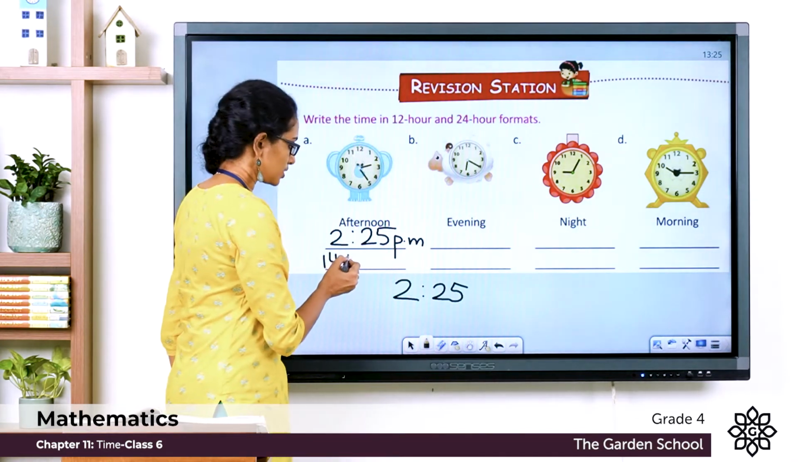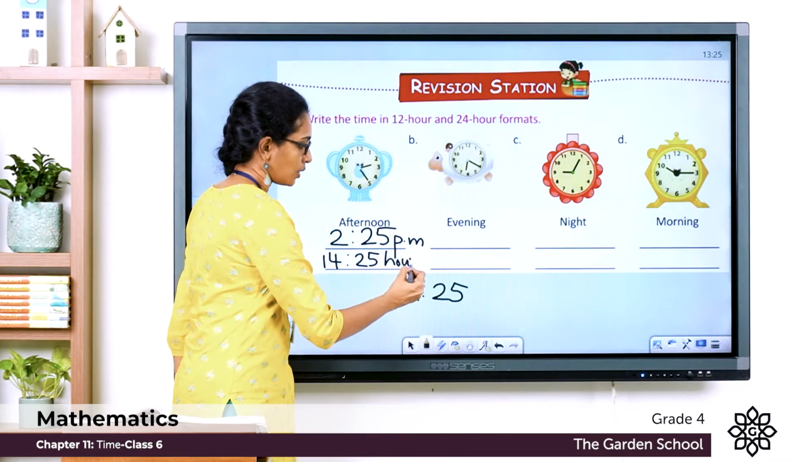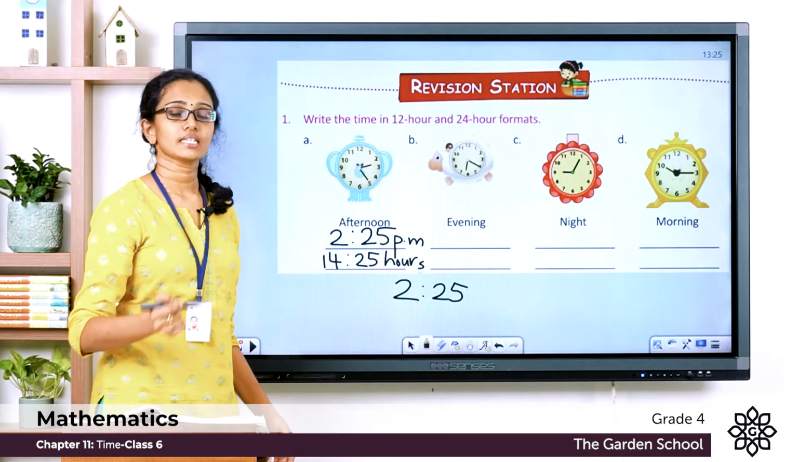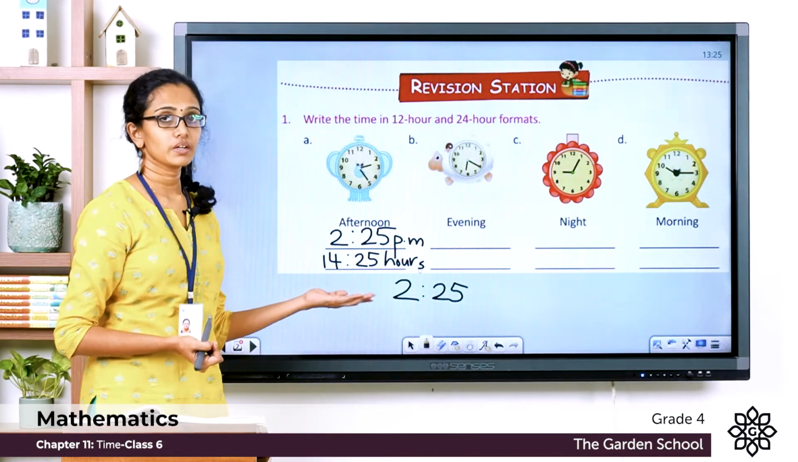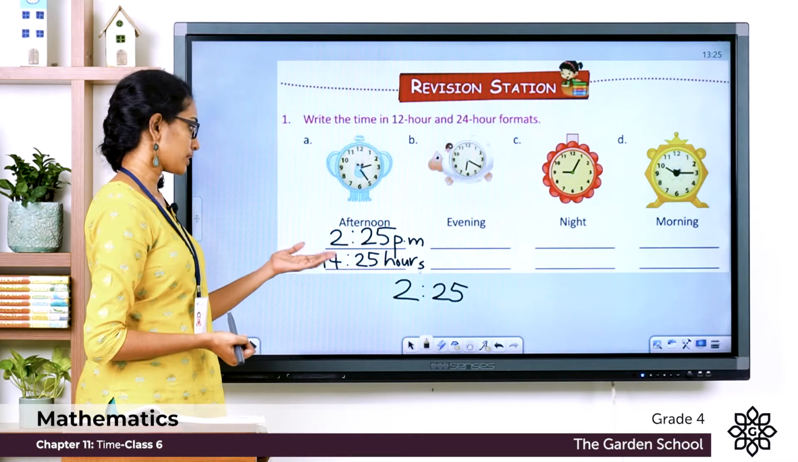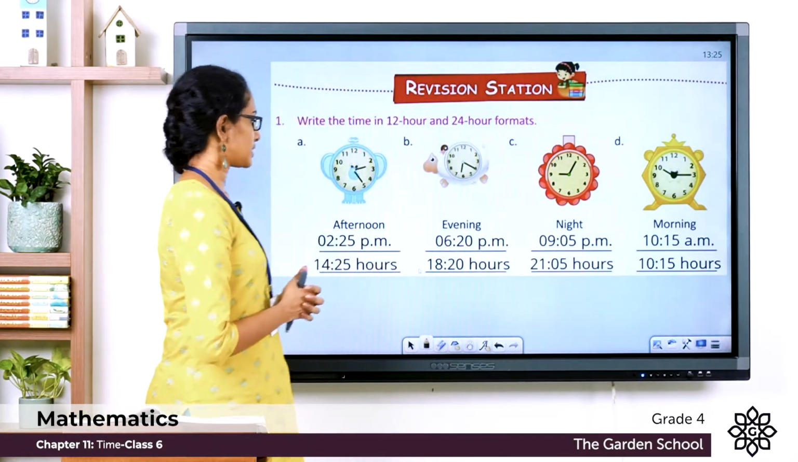So, that will be equal to 14:25, and you have to write the word hours when you are representing the time in 24-hour clock system. So, here the equivalent time in 24-hour format is 14:25 hours. Now, let's see the rest of the questions.